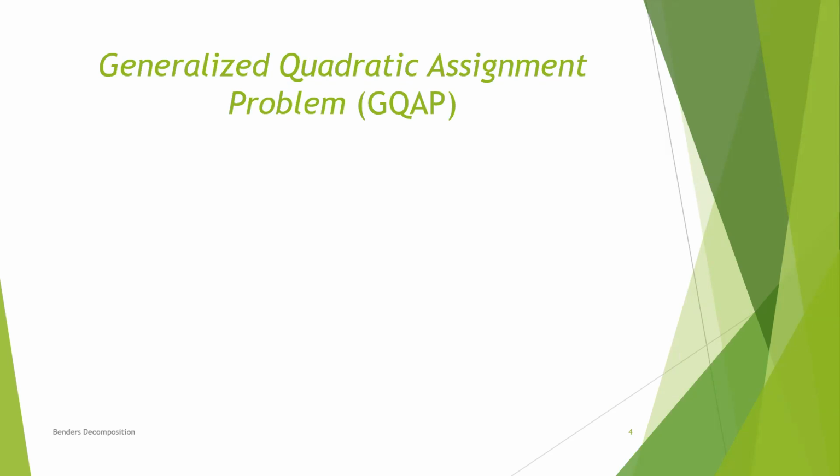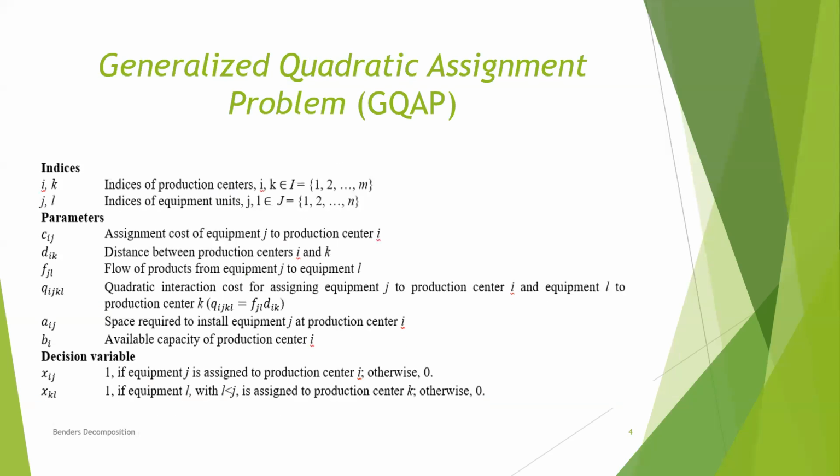So the problem under study is the generalized quadratic assignment problem. In this problem, we have a set of centers, facility centers or production centers, and a set of equipment, and we want to assign the equipment to these centers. And we have two costs. The first cost is the linear assignment cost. And the second one is a quadratic interaction cost, which includes the distance between the facilities and the flow of the products between the assignments.